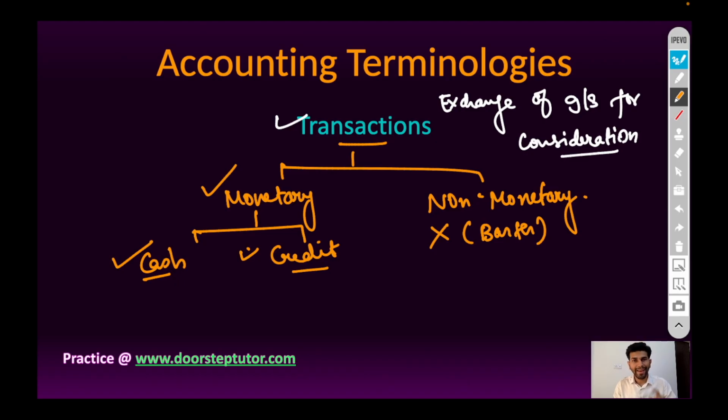So transaction means exchange of goods and services for consideration. It can be classified into monetary transactions and non-monetary transactions. Non-monetary transactions are barter transactions, which are not allowed to be recorded in books of accounts. Only monetary transactions can be recorded. Monetary transactions, in which money is involved, can be further divided into cash transactions and credit transactions. When cash is received or paid immediately, it is called a cash transaction, and when a transaction happens but cash is not paid at that time, it is called a credit transaction.